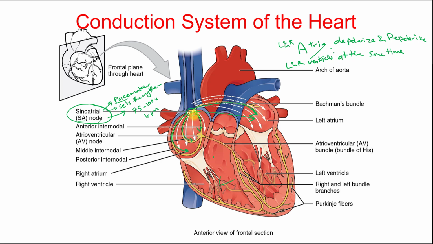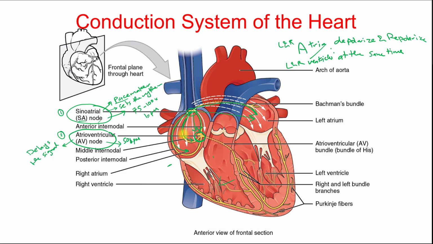The signals sent from the SA node will arrive at the atrioventricular node. This is the second component, and the SA node is the first. The AV node by itself can induce around 50 beats per minute, so it is also an important part of the conduction system of the heart. However, the thing about it is that it delays the signal. What does that mean? Let's go back to the SA node.